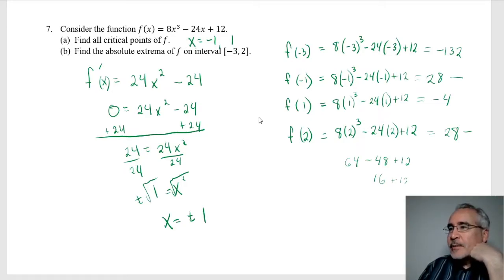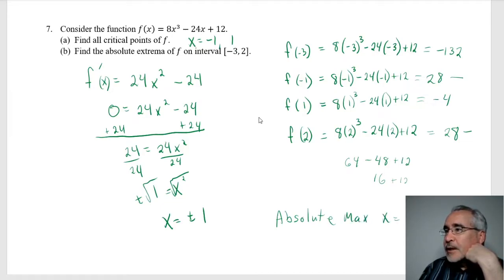So find the absolute extrema. We get an absolute max at x equals -1 and 2, and that is a y value of 28. And we have an absolute minimum at x equals -3, and that gives us y equals -132.